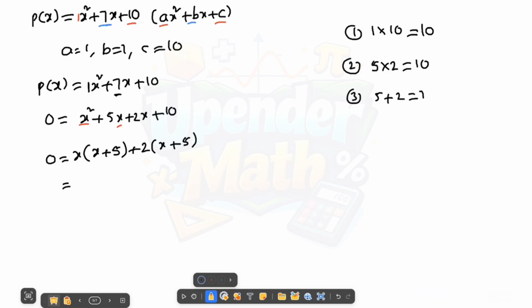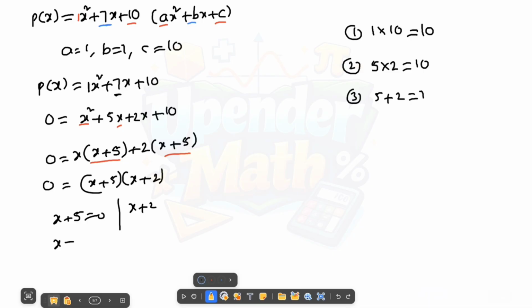So again take x plus 5 common from the two terms, x plus 5 and x plus 5. Take x plus 5 common: from the first term, we will have x, and from the second term, we will have 2, equal to 0. That means the product of these two factors will be equal to 0. That means any one of these will be equal to 0. We don't know which will be equal to 0, so we take x plus 5 equals 0 or x plus 2 is equal to 0.